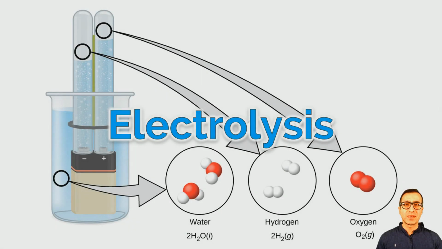Hi everyone, this is going to be the 7th lesson on the topic of chemical reactions for GCSE chemistry students. In this lesson we're going to be taking a look at electrolysis in more detail.